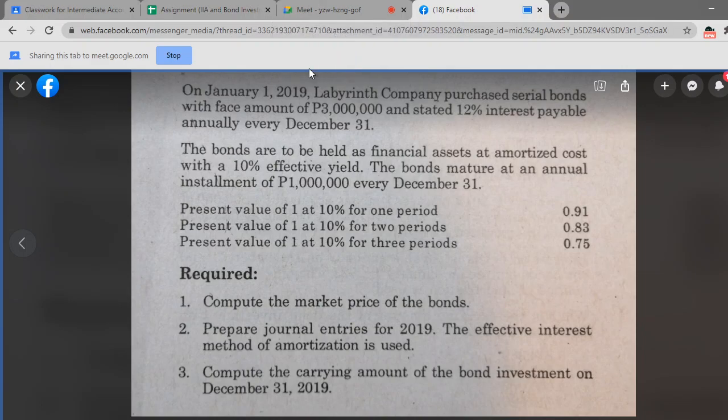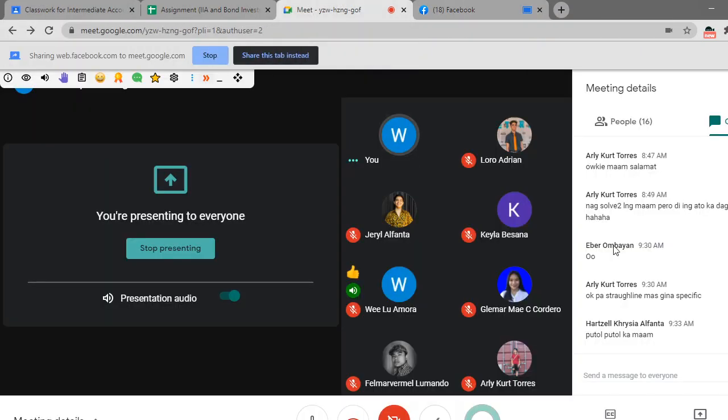Which of these present value factors will be used? Nobody answered, so I will call on you one by one. If you haven't computed because you did not look at the problems I sent to the GC, that's okay. At least now I have presented the concept, then you have the basis to compute.